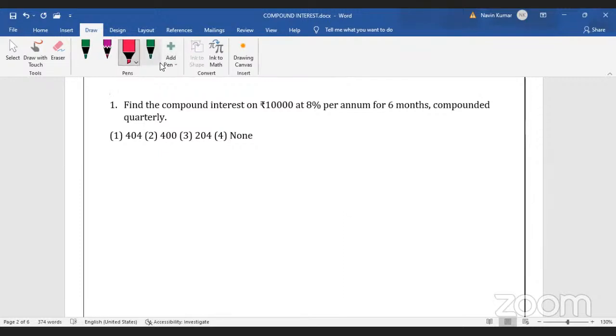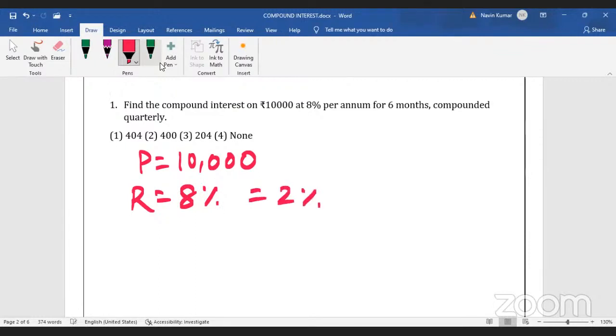Now, in this question, principal amount is fixed, 10,000 rupees. Rate is 8%, but remember it's compounded quarterly, so it will become 2%. And in 6 months, how many quarters? 2 quarters. And when time is 2, formula is 2, 1.